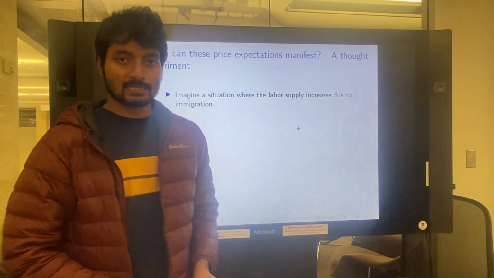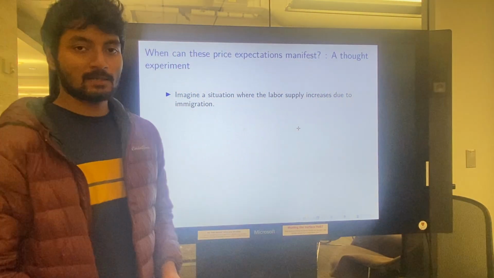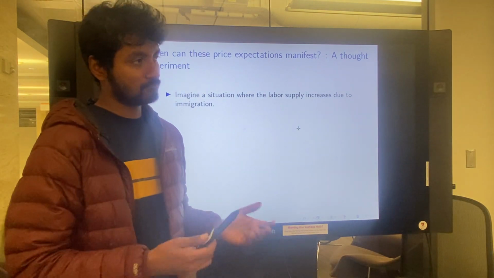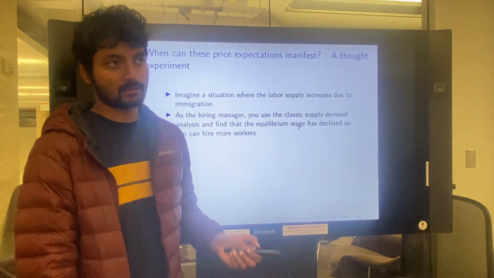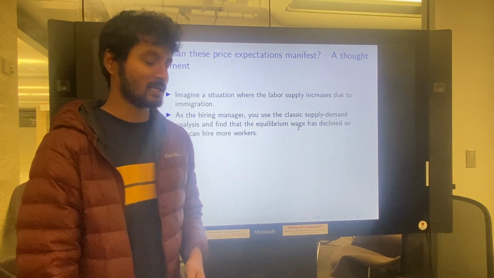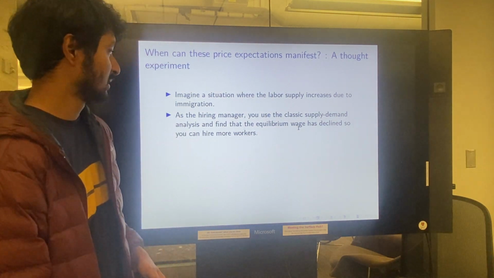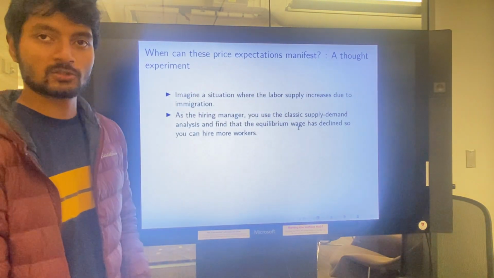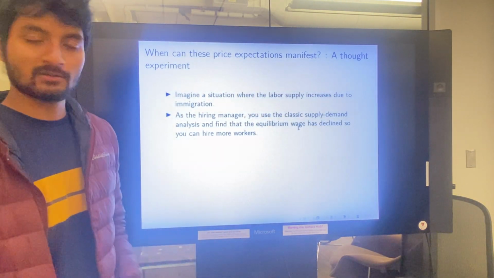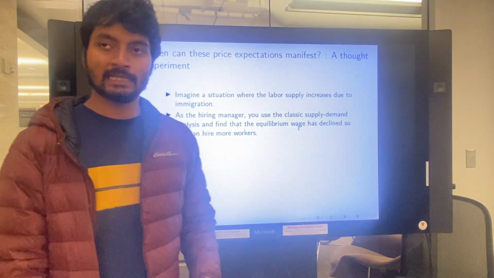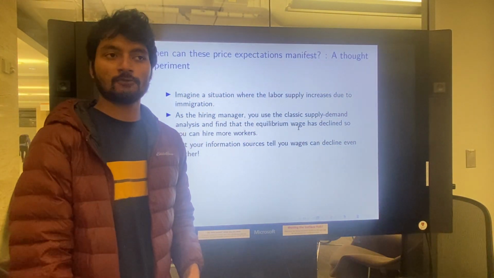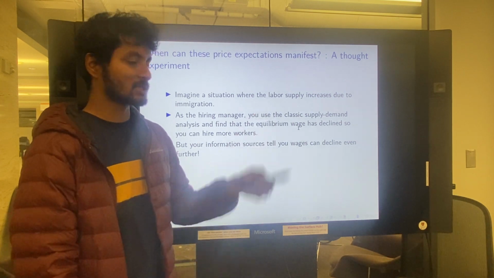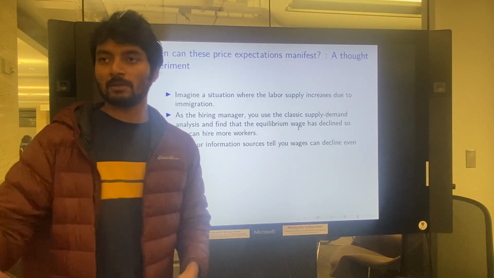Again, a small case study. Imagine a situation where labor supply increases due to immigration. You're the hiring manager of the firm. You look at your textbooks of supply and demand, and you say that equilibrium wage has declined, so I can actually hire more workers, you think. But a second, you decide to wait. The source of your information, which told you that labor supply increased, tells you that there might be future increases as well.